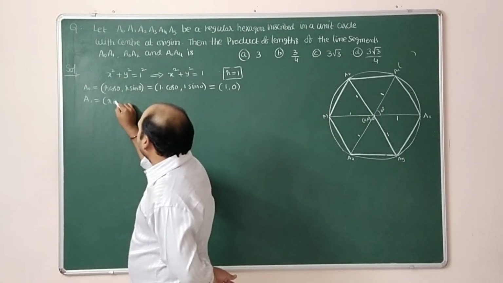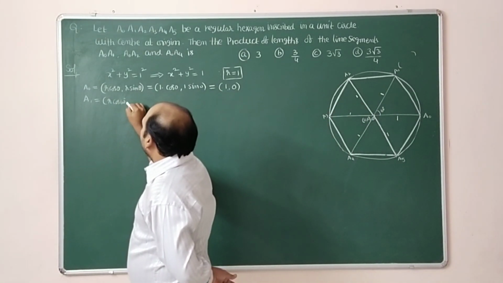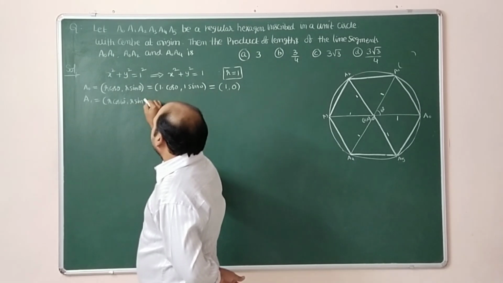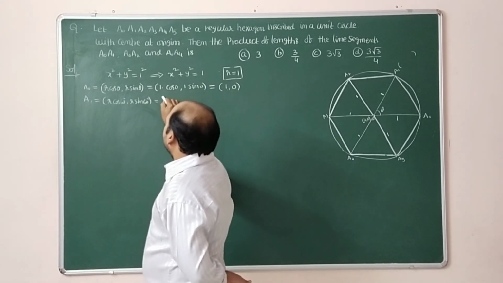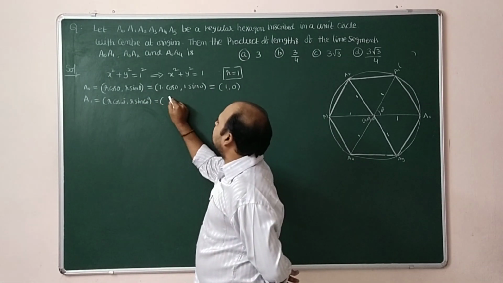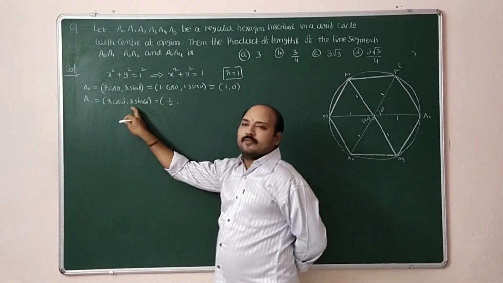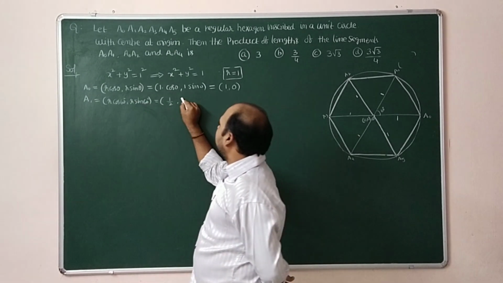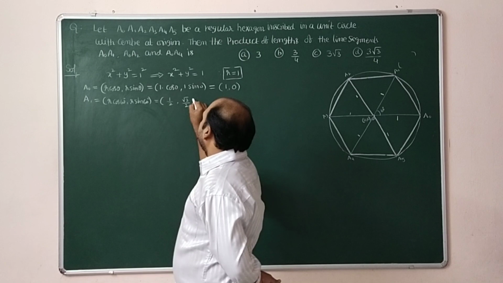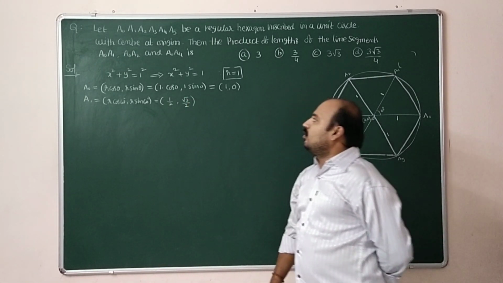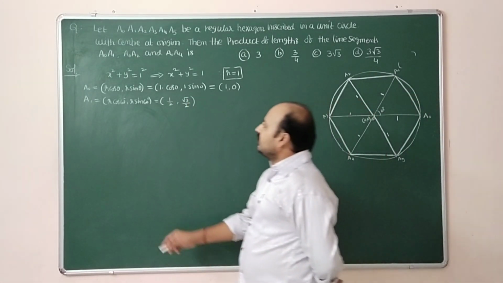Therefore, r cos 60, r sin 60, which is equal to, r value is 1, 1 into cos 60 value is 1 by 2. R value 1, sin 60 value root 3 by 2. So the coordinates of A1 will be (1 by 2, root 3 by 2).